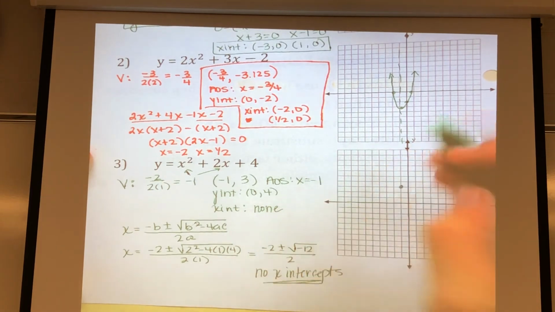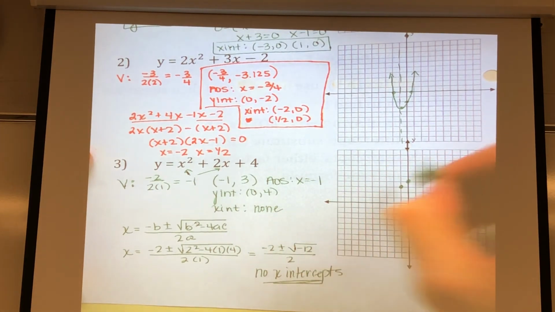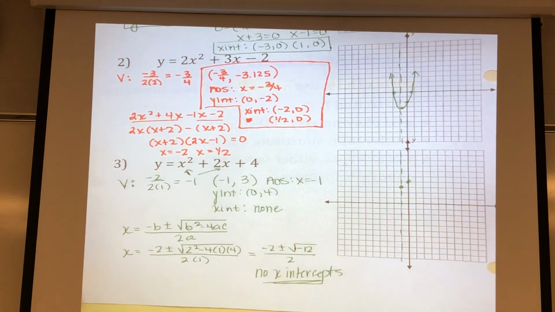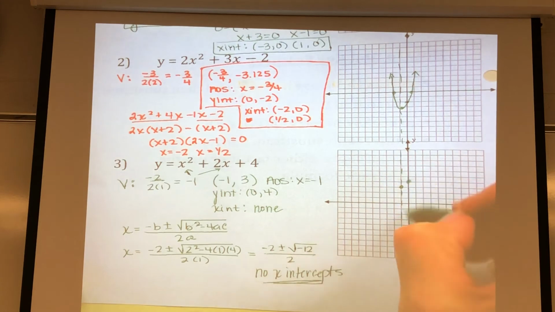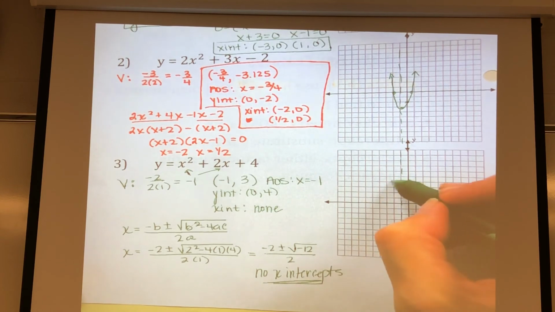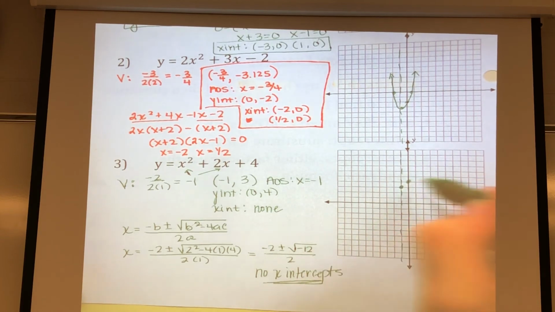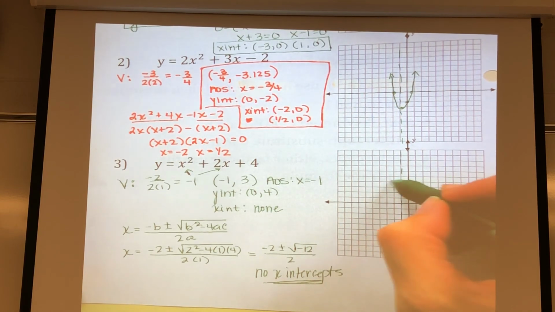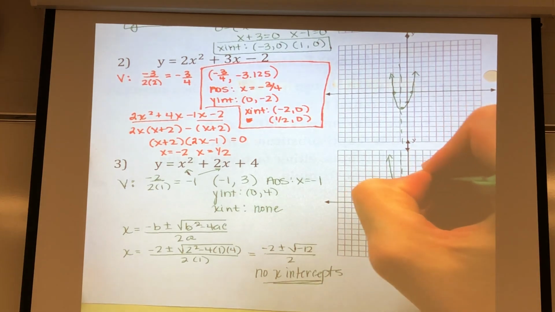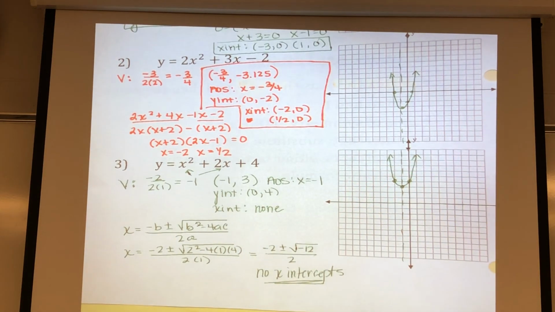So when we go to graph it, we have our vertex, negative 1, 3. We have our y-intercept, 0, 4. And we have our axis of symmetry that goes down the middle. Now 2 points aren't enough to make a good graph, but that's when our axis of symmetry is helpful. If we know that 0, 4 is on it, then the point on the other side of that axis of symmetry has to be on the parabola as well. It's like a reflection line. So negative 2, 4 must also be a point. Okay, and that gives us a little bit better idea of what our curve would look like for that.